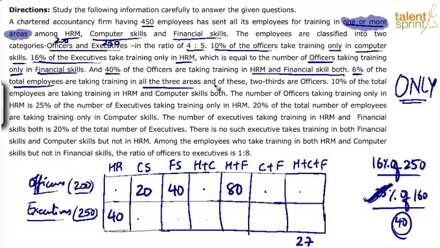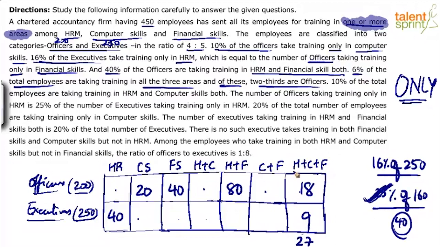But then look at the next part of it. It says 6% of the total employees are taking training in all three areas, and of these 27, 2/3 are officers. Now what is 2/3 of 27? 2/3 of 27 is 18. 18 are officers. If 18 are officers, obviously remaining 9 are executives, because 18 plus 9, 27 has to be balanced.